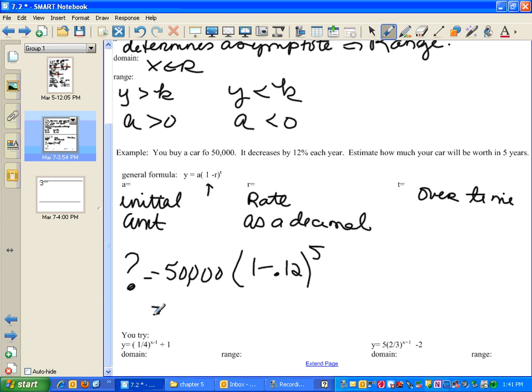I was asking you what your rate was. So in this case, you would figure it out. If I would have given you your decay factor is 0.88, then you would need to figure out what is equal to 1 minus what, basically. Does that make sense? 1 minus r is equal to 0.88. So you would realize that r was 0.12, which is 12%.